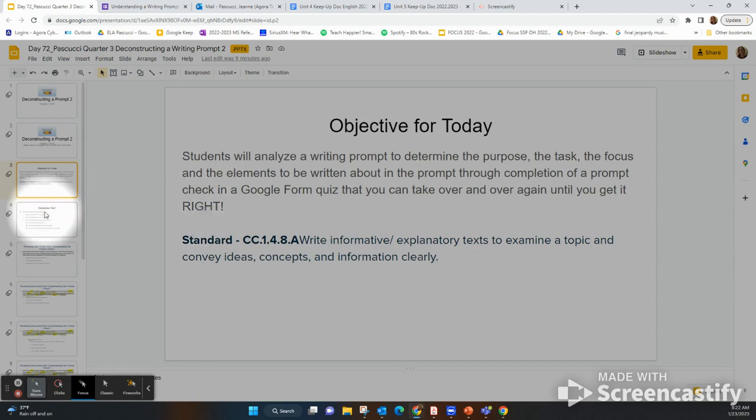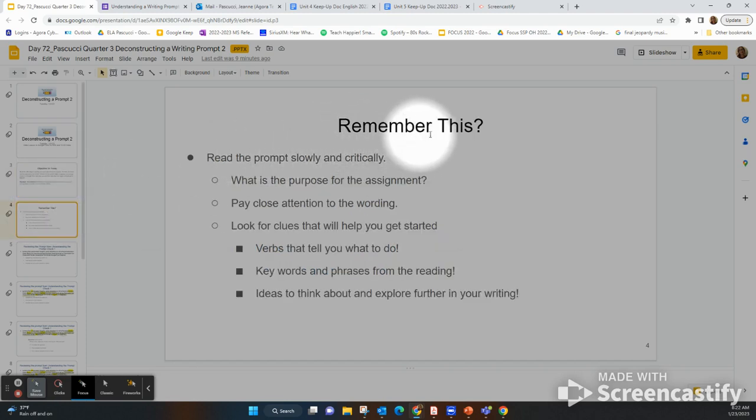All right, but first let's review. Do you guys remember this? Read the prompt slowly and critically. Any prompt that you get, anytime, anywhere. You want to determine what the purpose for the assignment is. You want to pay close attention to the wording. You want to look for clues that will help you get started. You want to look for verbs that tell you what to do, verbs and action words, key words and phrases from the reading, and ideas to think about and explore further in your writing.